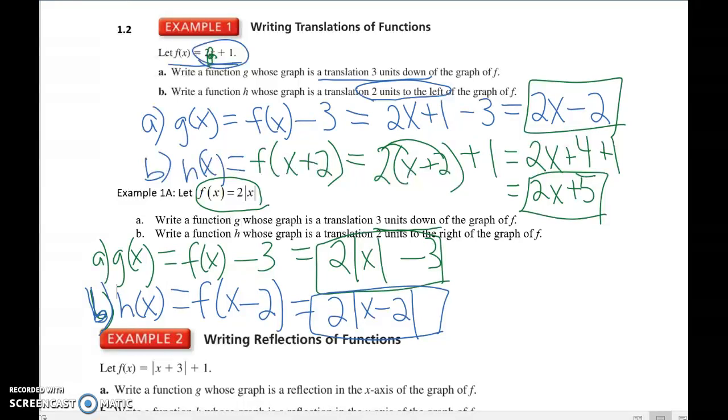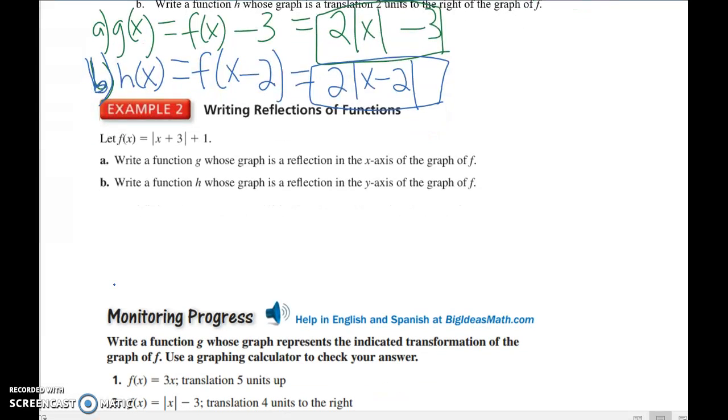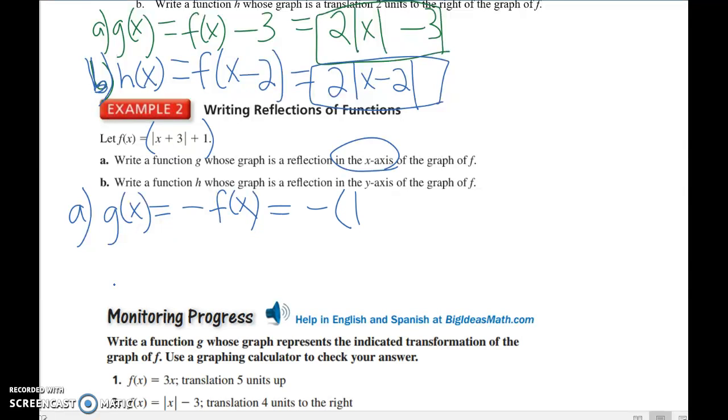Now let's take a look at example 2, writing reflections of functions. If I want to reflect in the x-axis, I'm going to say g of x equals negative f of x. So now replace this whole equation, f of x, in parentheses we've got absolute value of (x plus 3) plus 1. So when I distribute this negative, my final equation is going to be negative absolute value of (x plus 3) minus 1.